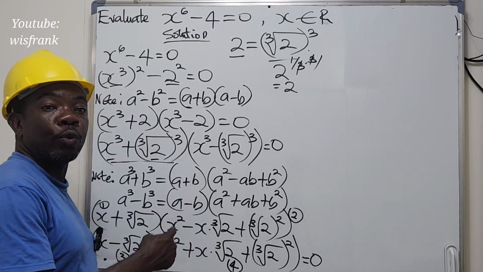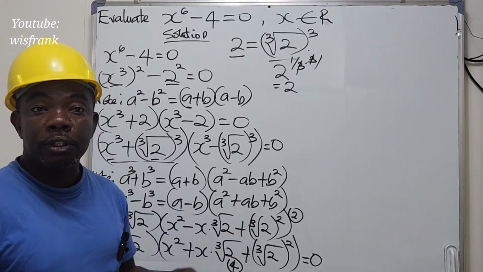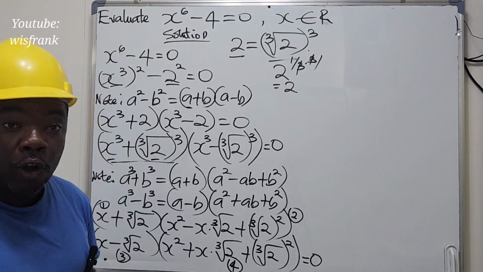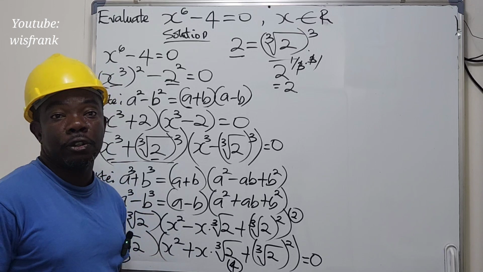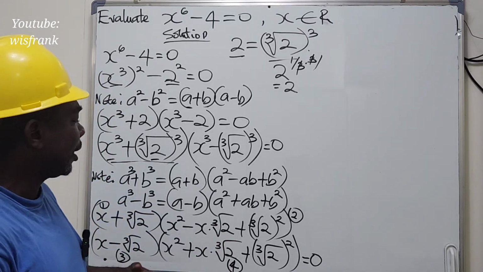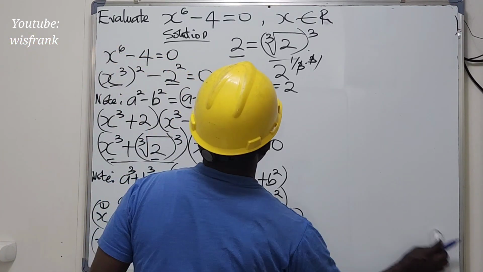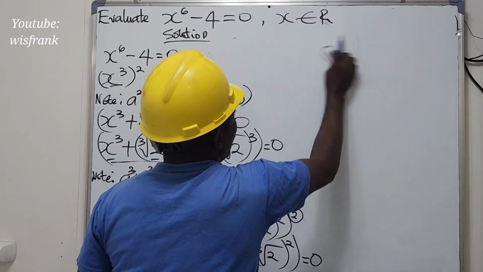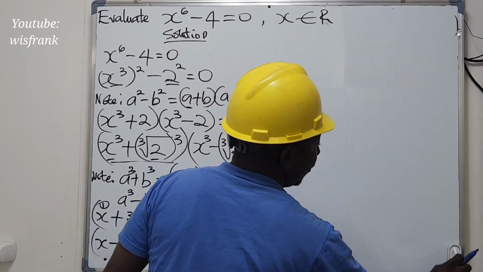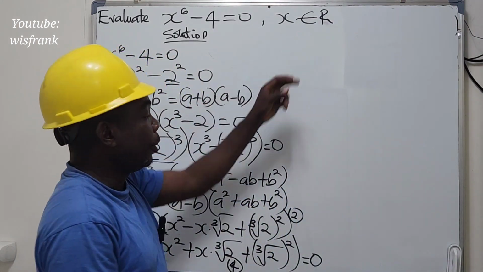It is either the first one equals 0, or the second parenthesis equals 0, or the third parenthesis equals 0, or the fourth parenthesis equals 0. We are going to look at it one after the other for us to see whether each of these parentheses equals to 0 will give us the value of x that contains real numbers.